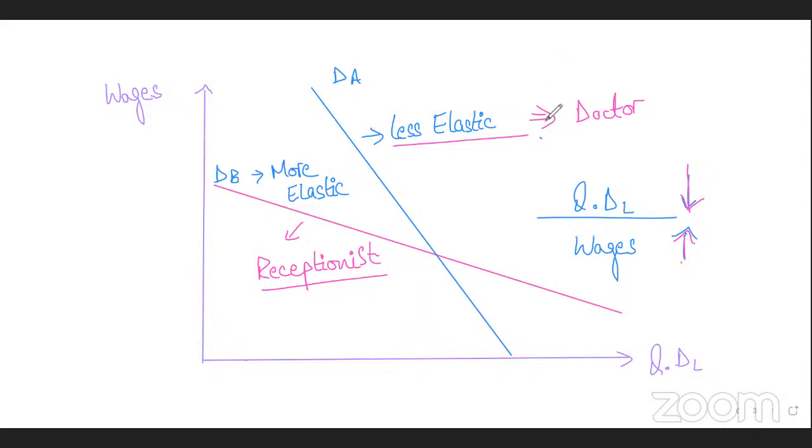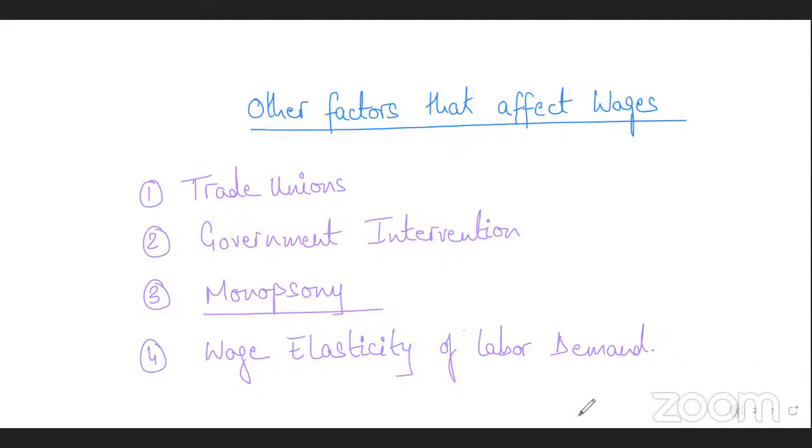Yes or no? And for occupations which are difficult to replace with technology, like a doctor, right, you can't help it. Even if wages are going up, you need doctors in the hospital to take care of the patients, right? So that was wage elasticity of demand. Then another factor that we talked about that affects wages was wage elasticity of labor supply. So we'll quickly discuss this one more time, and then we'll move on to wage discrimination. Now think about this.